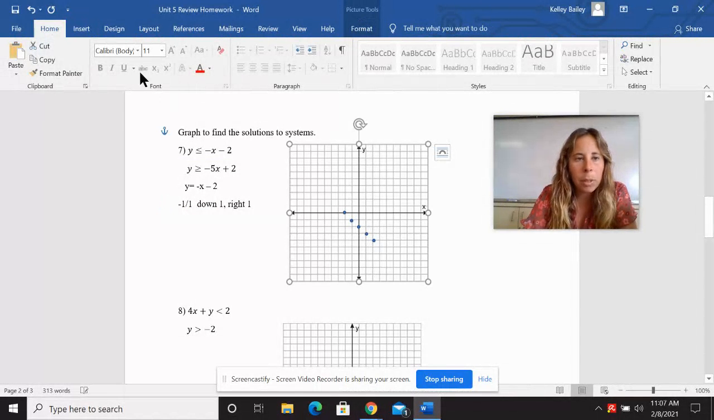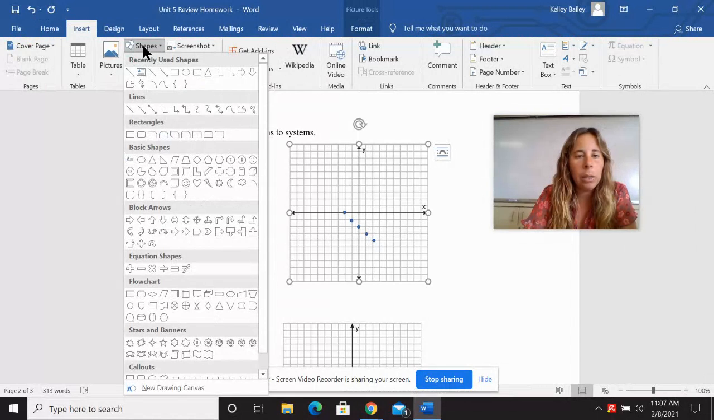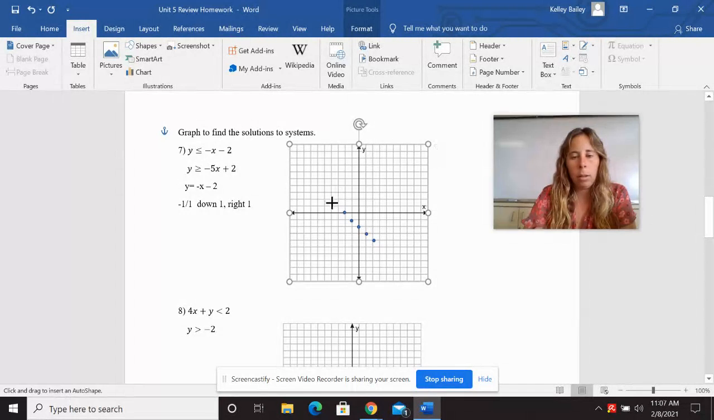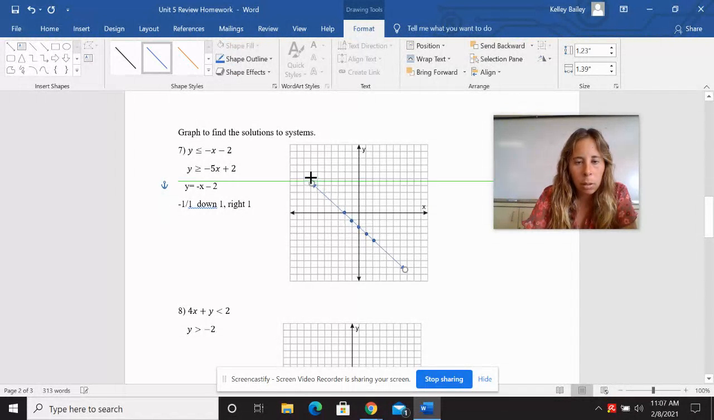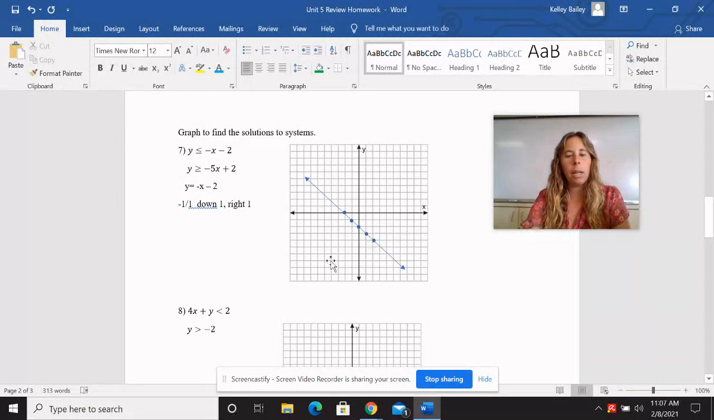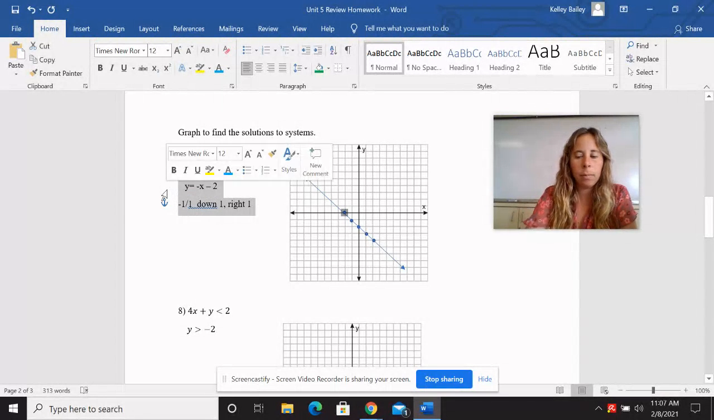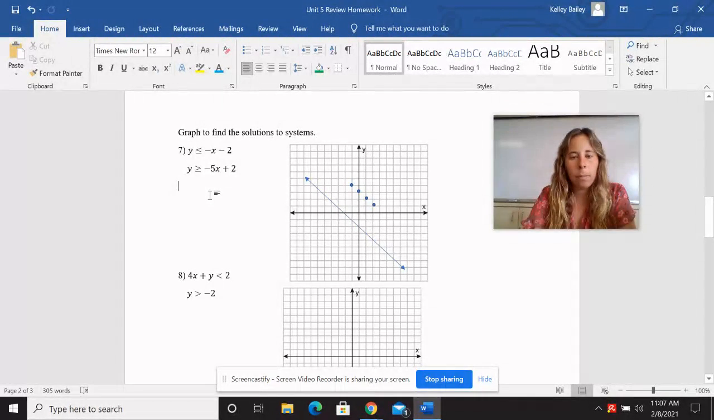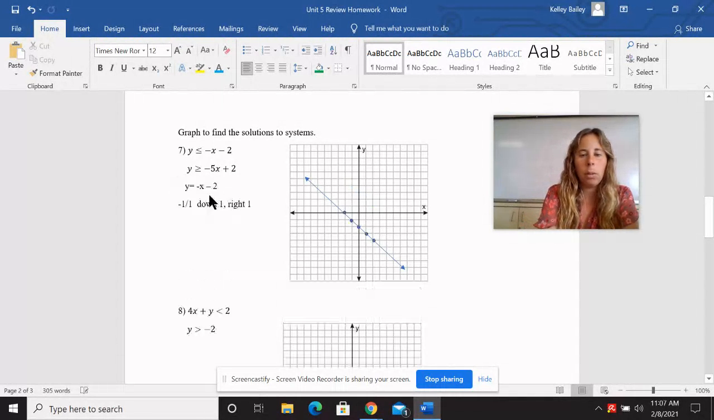Okay, let me draw those. Let me connect those with a line. There it is. It should go through -2. Okay, I'm going to extend this up. It was pretty good there. There we go. So there's my first line, and it should be solid because I have this equal sign here. So it should be a solid line. That's so annoying that it does that.